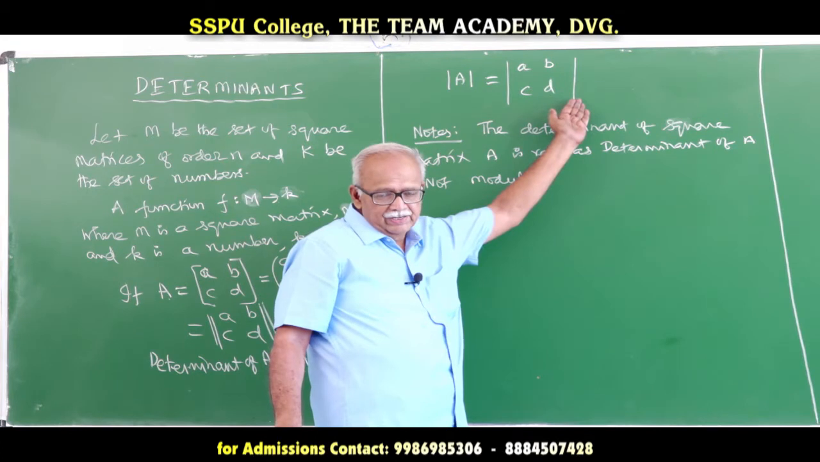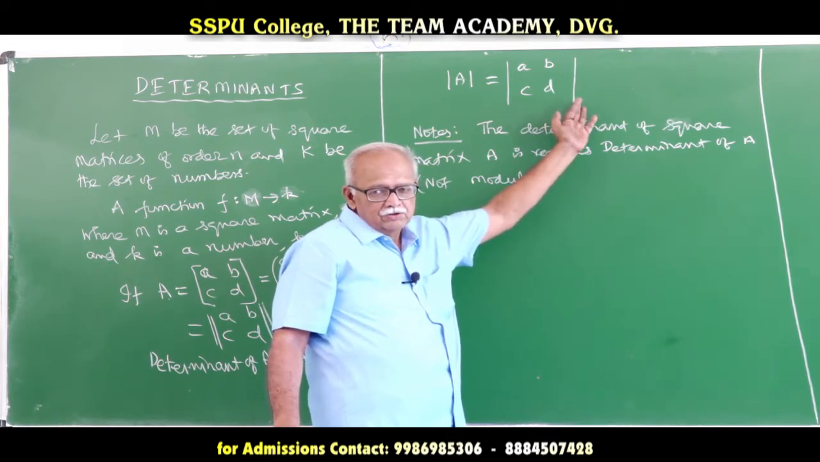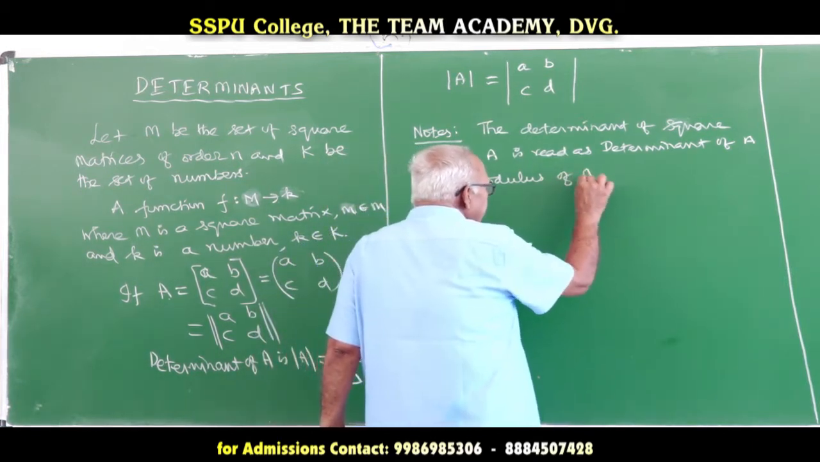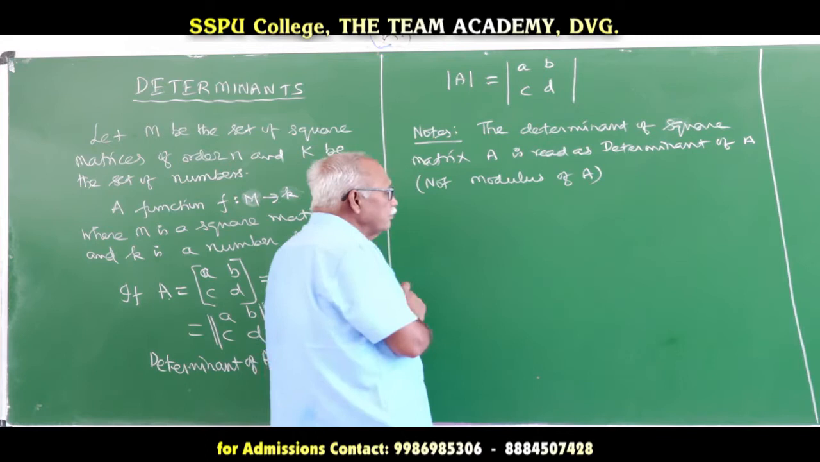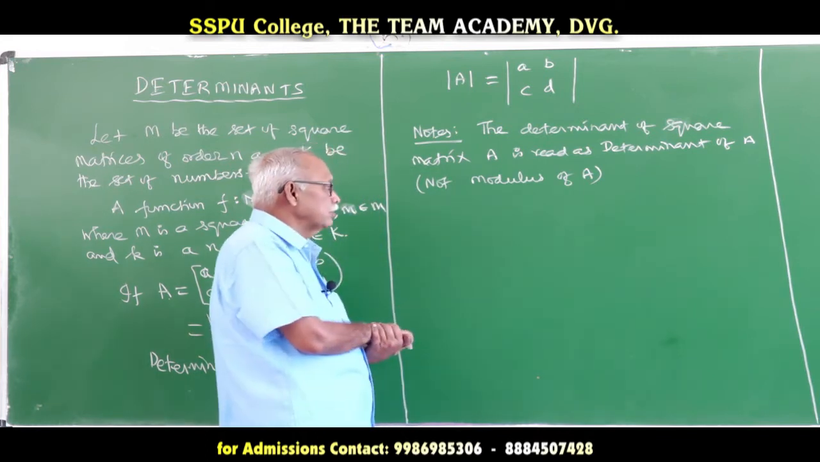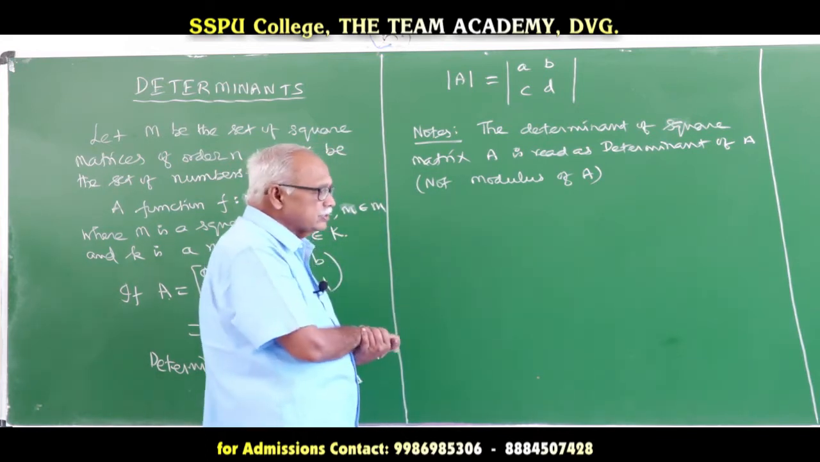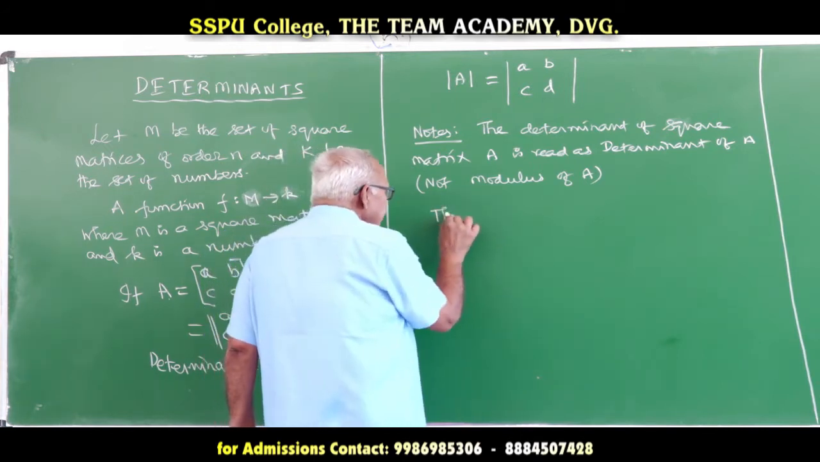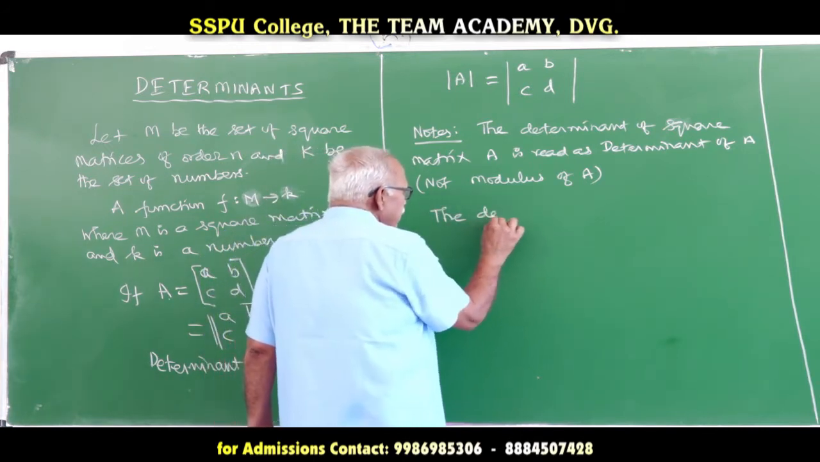We should not take this as mod. This mod we are not going to use for determinant. This is a determinant, not modulus of A. Be very careful, this is a very important note. Next we will see the determinant of a first order matrix.